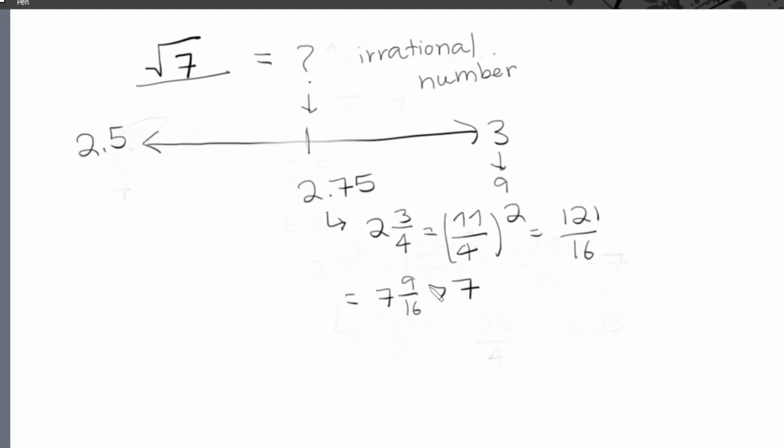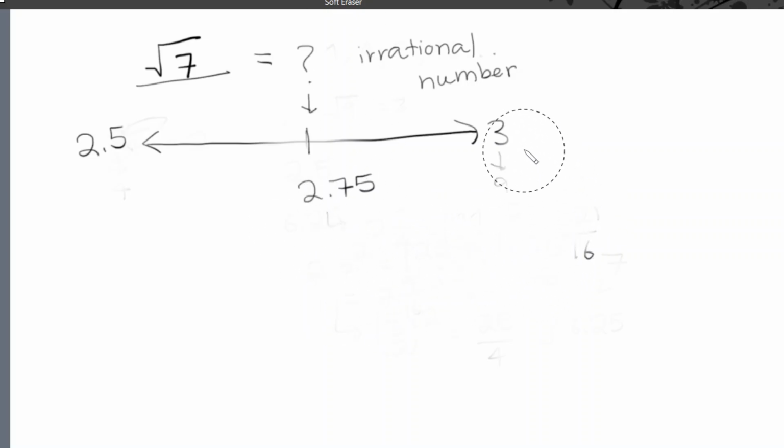And if this is greater than 7, and 2.5 is less than 7, then we know that this can replace the 3 now. So I have the eraser again. And we write 2.75 here. So we started off knowing that it was between 2 and 3, and now we narrowed it down to knowing that it's between 2.5 and 2.75.